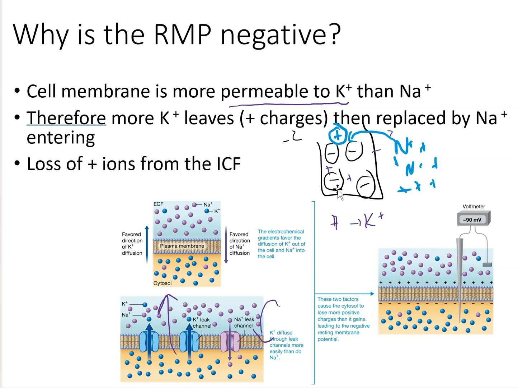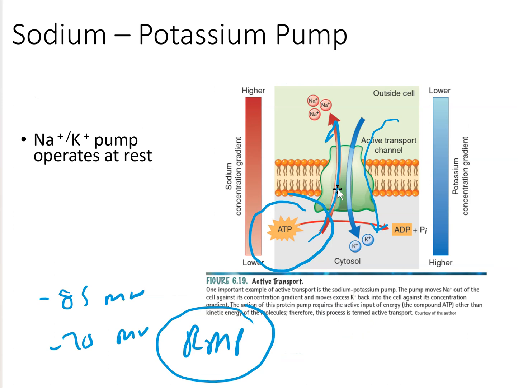So it's negative because of the cell membrane permeability. It's more permeable to potassium than sodium. So more positive charges leave, and more potassium leaves than is replaced by sodium. The reason why it's maintained is because of the sodium-potassium pump. And it's very, very important that we keep that RMP just right.